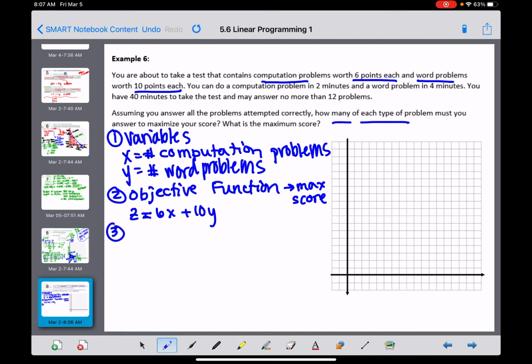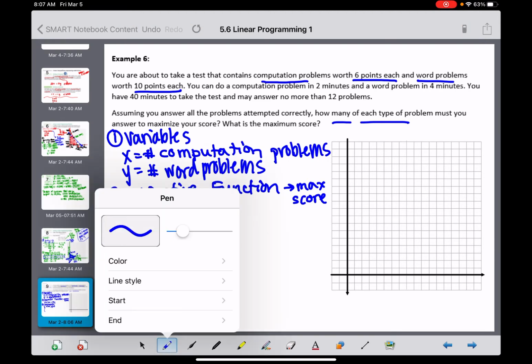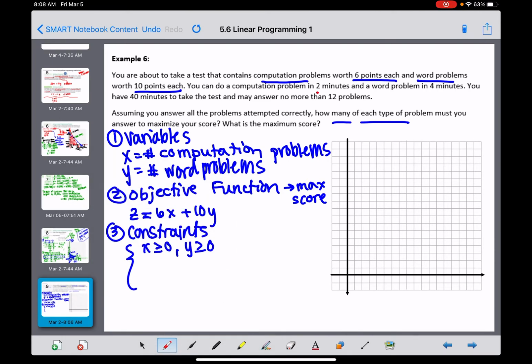Now I need to do my constraints. Obviously I'm going to have x has to be greater than or equal to 0 and y has to be greater than or equal to 0. I can't do a negative number of problems, okay? Then I have to look at what kind of restrictions do I have. Let's see, it said time was one of them. And it says you may answer no more than 12 problems. So the number of problems. Okay. So those are our two constraints.